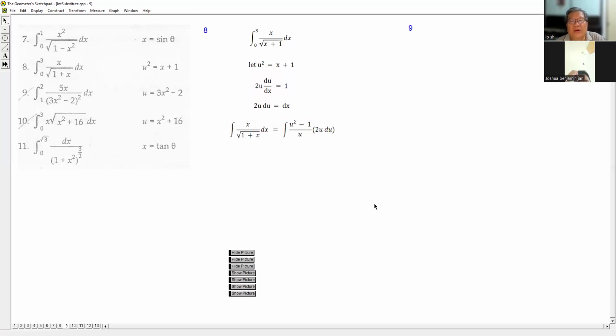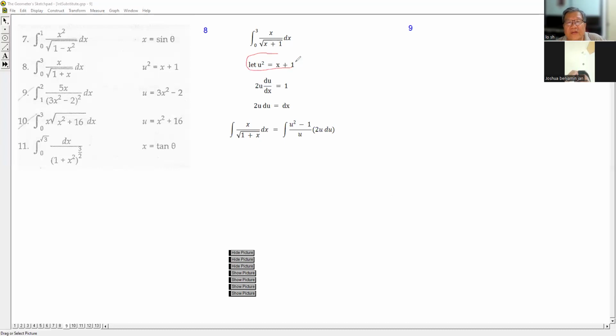Okay, so now we continue. x times the square root of 1 plus x, dx. Okay, right. So we do step by step. I show you step by step. First of all, I want to change this x first. I want to change this x. So I write down here for you to see.